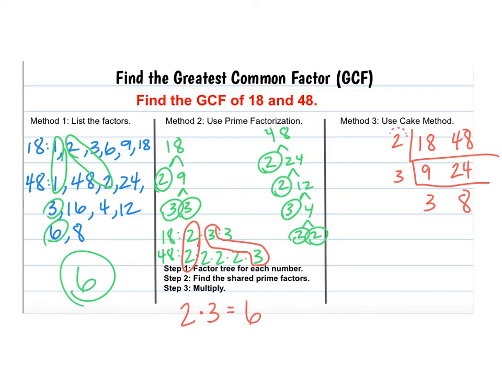So we take the numbers on the side here, and we multiply that together. So 2 times 3 equals 6. So notice every time we got a greatest common factor of 6. Any method works. You just have to pick which one makes the most sense for you.